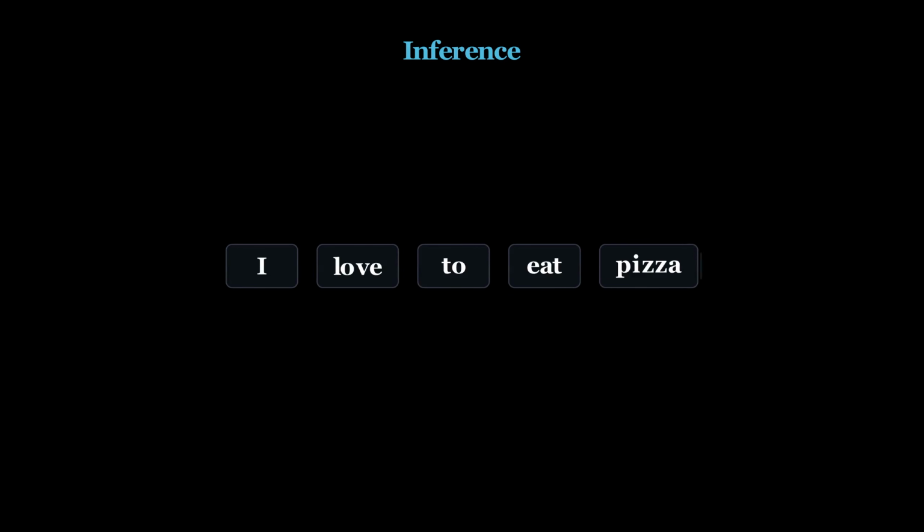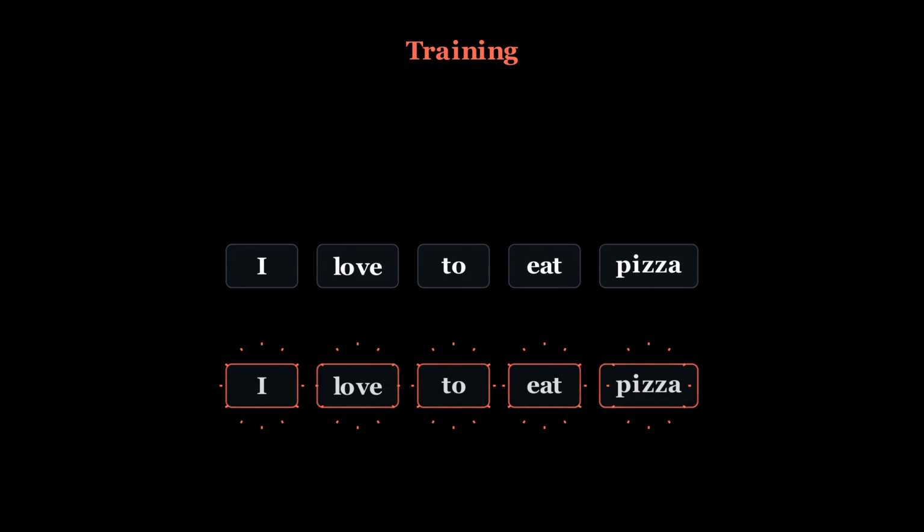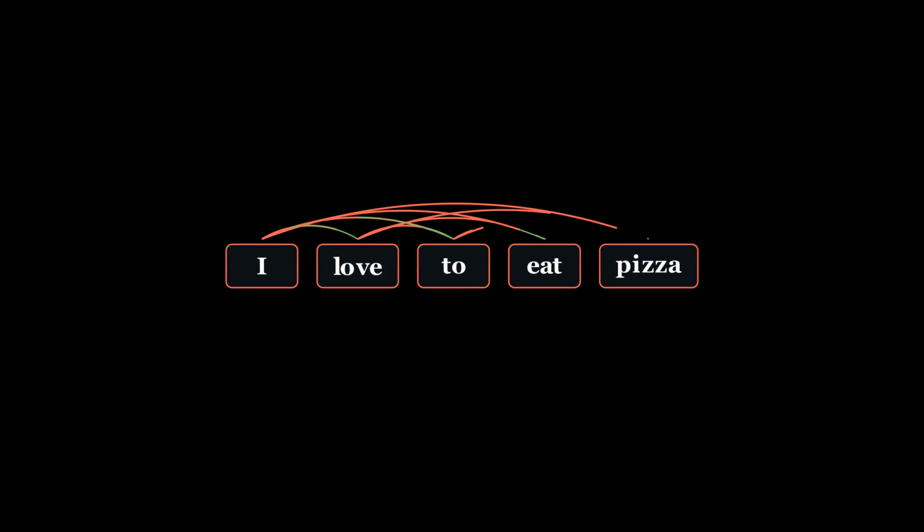Here's one of the biggest tricks behind GPT. During inference, the model generates text one word at a time, but during training, it processes the entire sentence simultaneously. Now, think about that for a second. If the whole sentence is visible, what stops the model from just looking ahead? Nothing. And that's a problem.